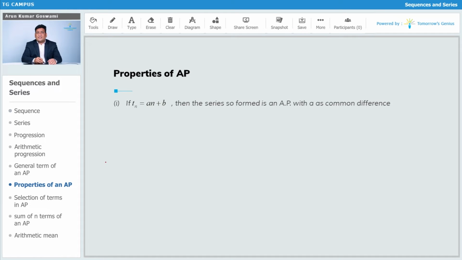I said if Tn is given in this form, you just put the n value as 1, so it will be T1, and it will be a plus b. Put n equal to 2, so T2 will be 2a plus b. Then n equal to 3, T3 is 3a plus b, and so on.